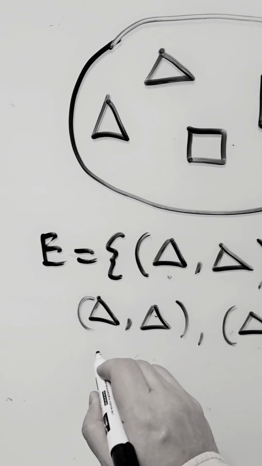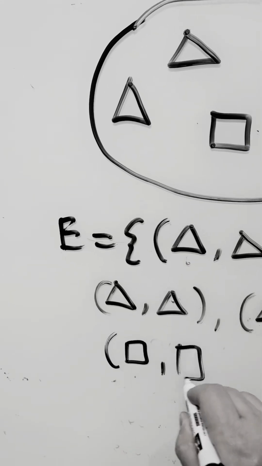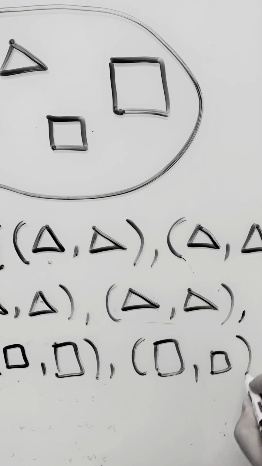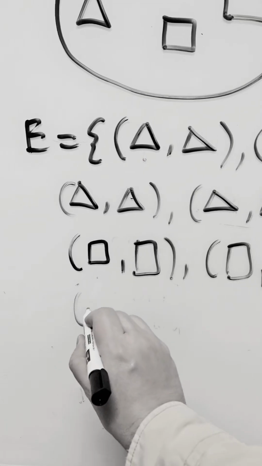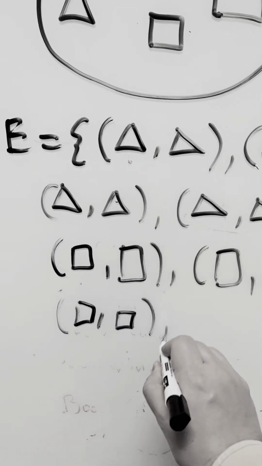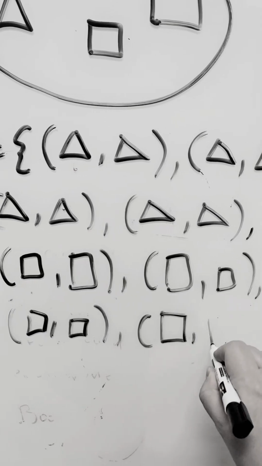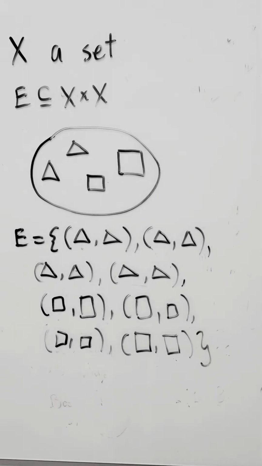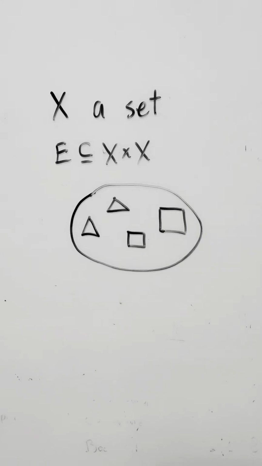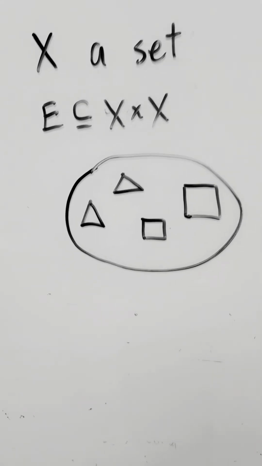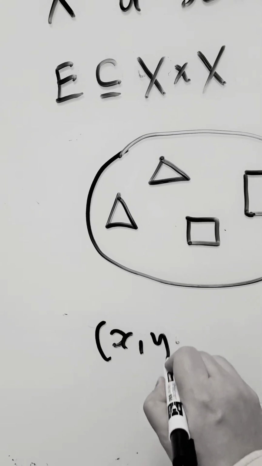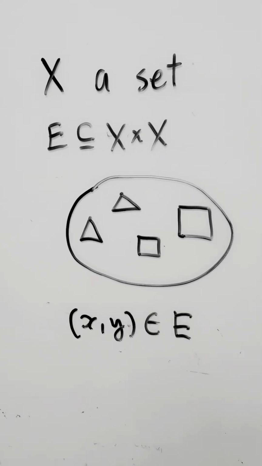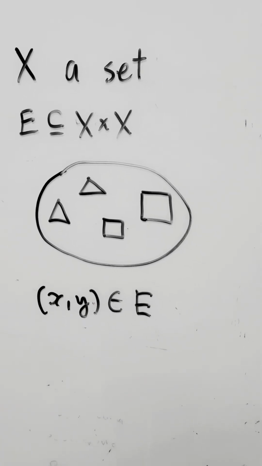So we will have the small square and the big square, and the big square and the small square, and the small square with itself, as well as the big square with itself. So the idea is that when an ordered pair (x, y) is an element of E, x and y are similar to each other in a certain way.